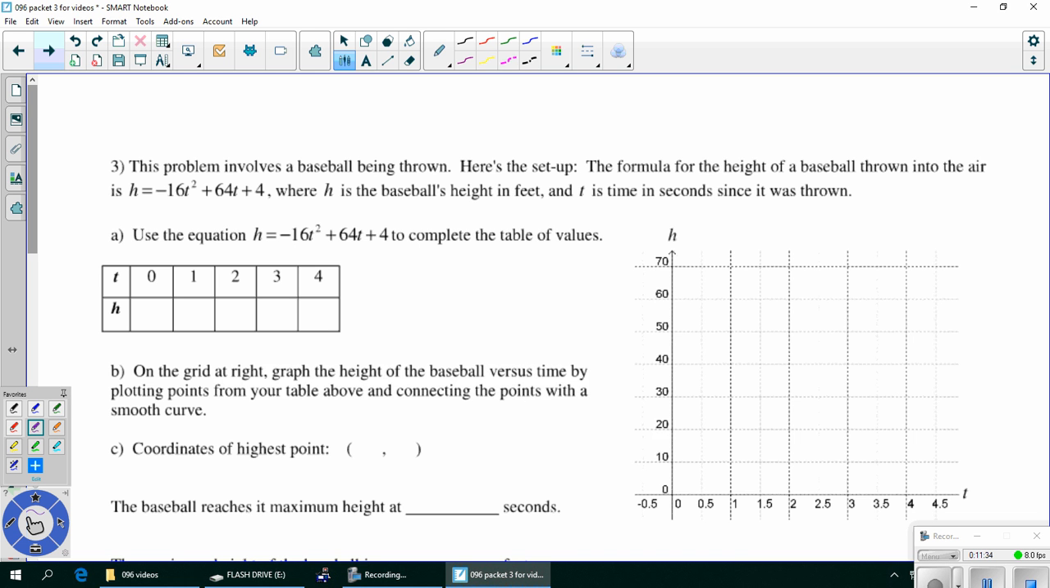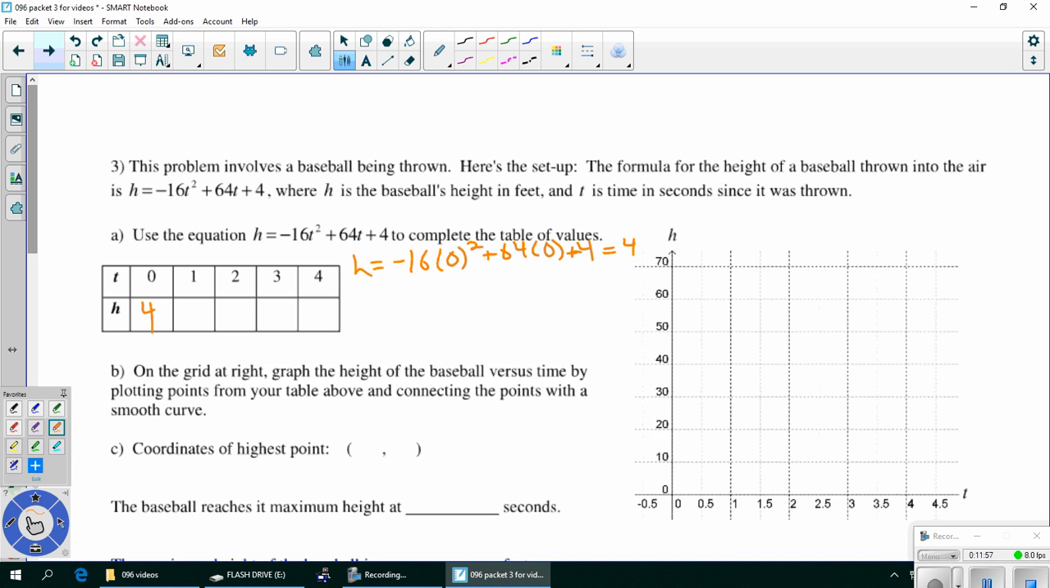Okay, so first we'll plug in t equals 0. So if we plug in t equals 0, for both of those t's, you get negative 16 times 0 squared plus 64 times 0 plus 4. And 0 squared is nothing, times negative 16, still nothing. 64 times 0, more nothing. Altogether, we just get 4, and that's it.